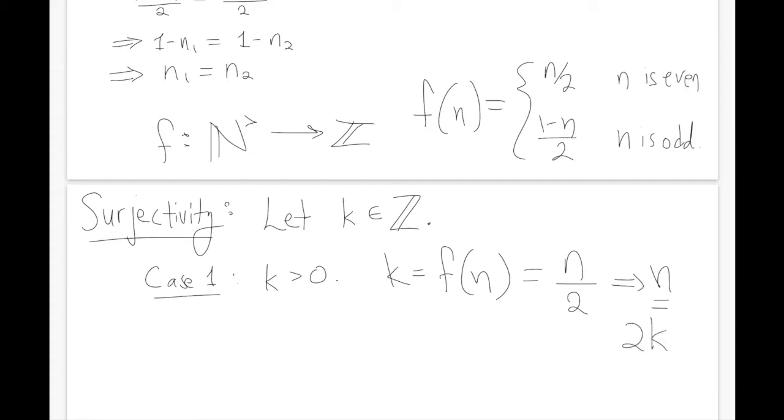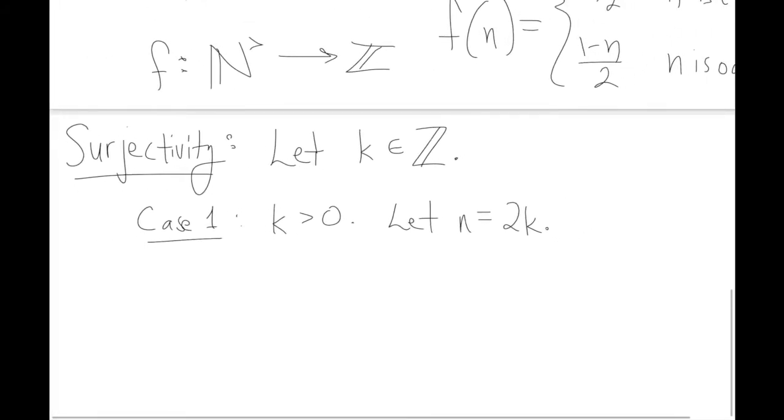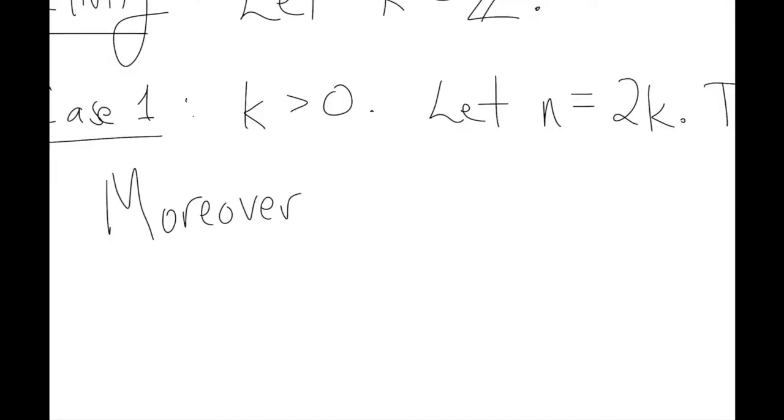2 times k. So to write it out clearly, if k is greater than 0, let n equal 2 times k. First thing to make sure of: is this number n actually in the positive natural numbers? Well, we've got some k that's an integer and it's positive, so 2 times k is also a positive integer, which means it's a positive natural number as well, so we're good. And we want to check that f of n actually equals k.